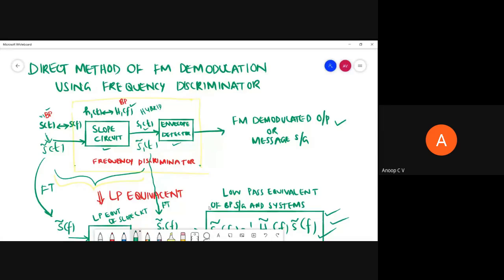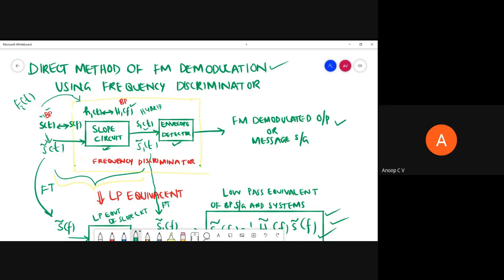Okay, fine. So now we were discussing the direct method of FM demodulation. In the direct method, the instantaneous frequency variation should be converted into amplitude variation. In frequency modulation, amplitude variation is captured as frequency variation. In demodulation, we should do the reverse. For that, we'll be using a frequency discriminator circuit. A frequency discriminator essentially consists of a slope circuit and an envelope detector.